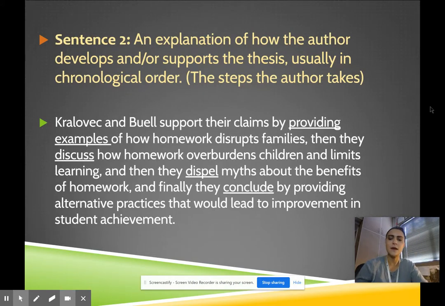And in this specific case, the writer of this précis decided that the 4 things they did were first they provided examples, then they had a discussion within the article, then they kind of provided a rebuttal to counterclaims by dispelling myths, then they conclude by providing alternative suggestions.